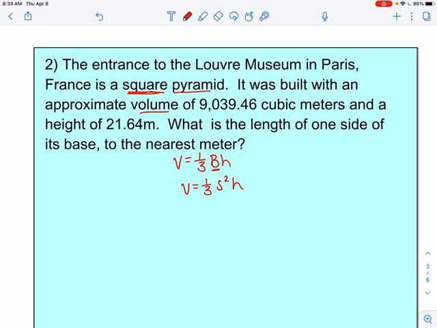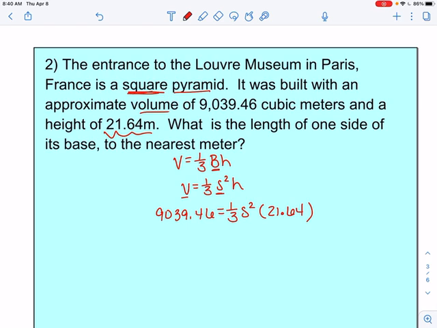Okay, and now I'm just going to plug in what they gave me. They told me what the volume was. The volume is 9,039.46. So I'm going to take out that v and plug in 9,039.46. I'll bring down the equal sign. I'll bring down the 1/3. I'm looking for the length of one side of the base, so I'm looking for that s. So eventually we're going to have to solve for that s. And over here, they told me what the height is. The height is 21.64.